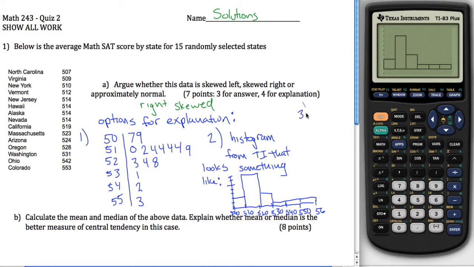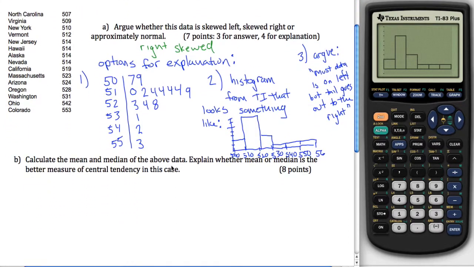And our third option would be to argue, most data is on the left, but the tail goes out to the right. Something like that. That's more than enough on that problem. So there's some ways you can answer that question.